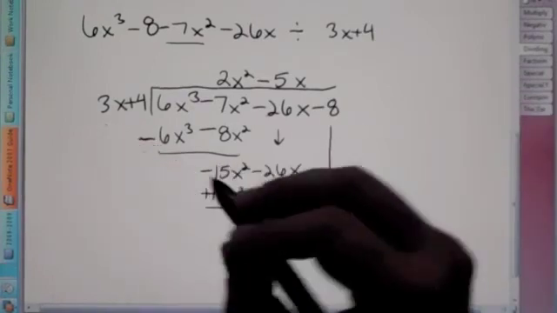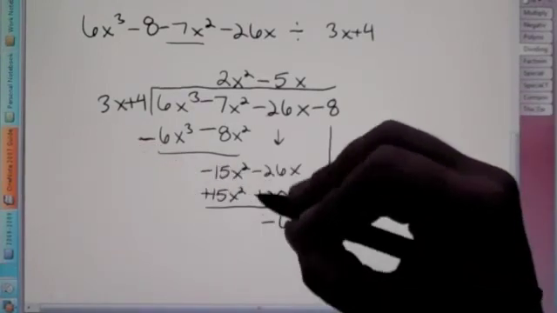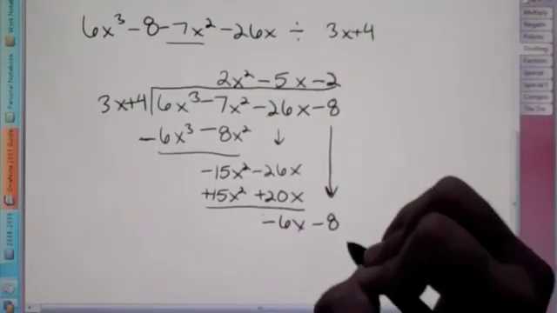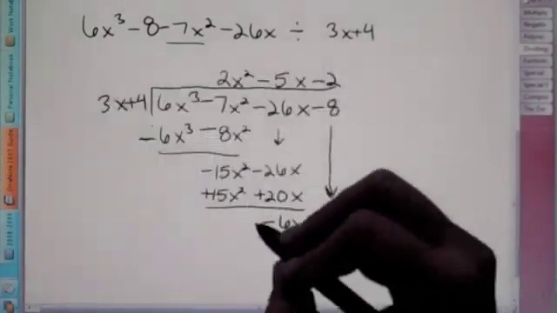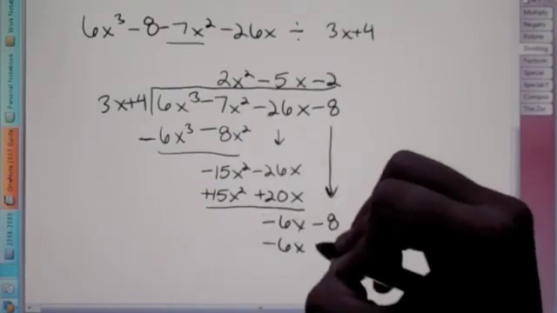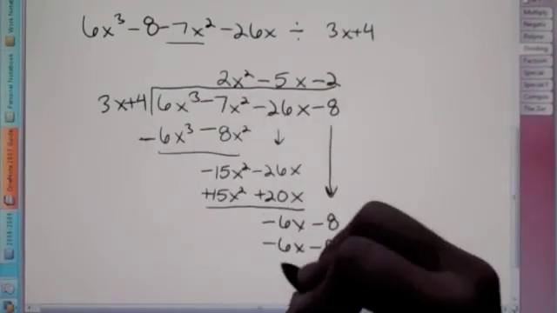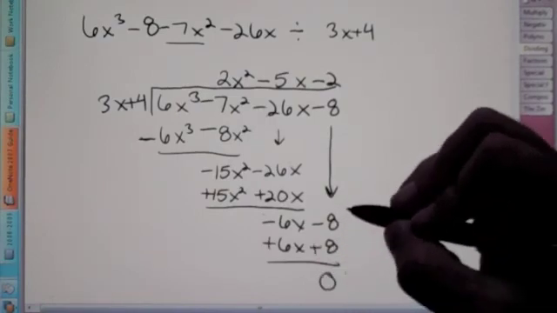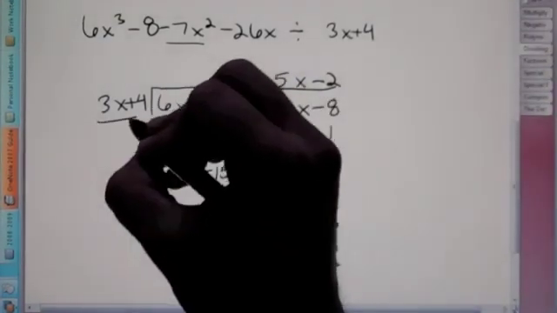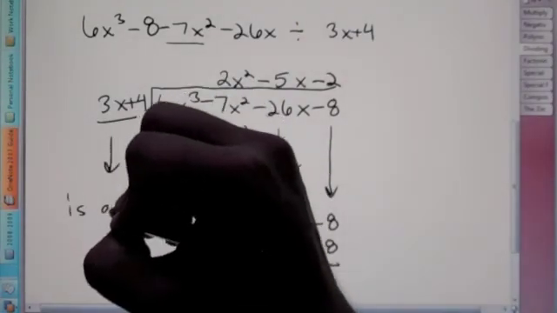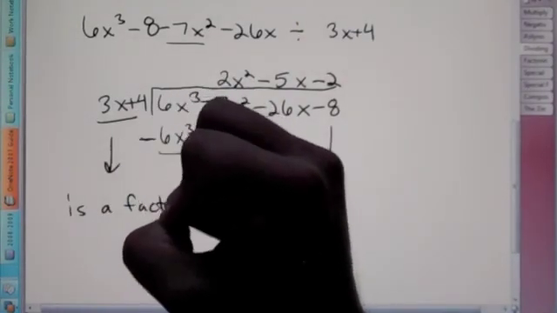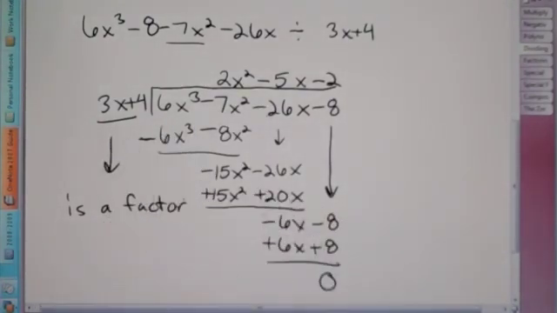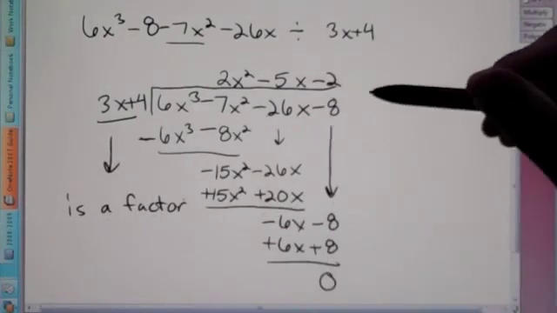Now, how do you get from 3x to negative 6x? Well, the x's are taken care of. All you have to do is multiply this by a negative 2. We distribute the negative 2. We get negative 6x minus 8. Negative 2 times 4, switch the symbol. You notice here this becomes 0. Our remainder is 0, so we can say this is a factor. So 3x plus 4 is a factor of 6x cubed minus 7x squared minus 26x minus 8.